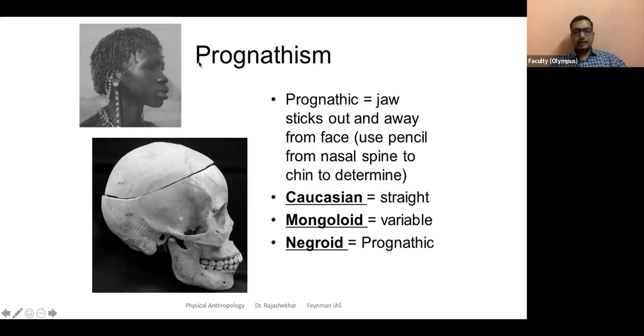Whereas Caucasians have more straight, Mongoloids have variable versions. So Negroids definitely prognathic, Caucasian straight, Mongoloids variable. So prognathism is mostly used for defining the Negroids. Skin color, prognathism is more apparent.